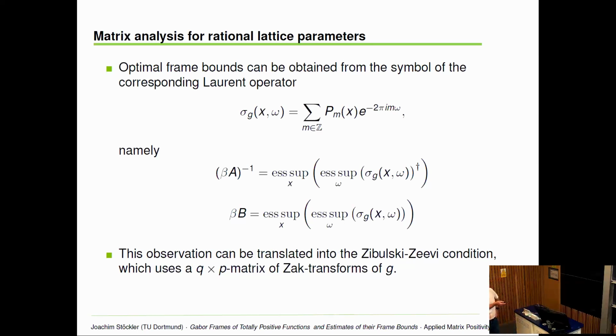If you write down these expressions, you would not see what's usually denoted by the Zibulski-Zeevi condition in the case alpha beta is rational, but there is a way to convert these two conditions on the finiteness of both expressions into the Zibulski-Zeevi condition, which uses Zak transforms of g, but I didn't put the formulation down, which you can find in Charlie's book on page 162.